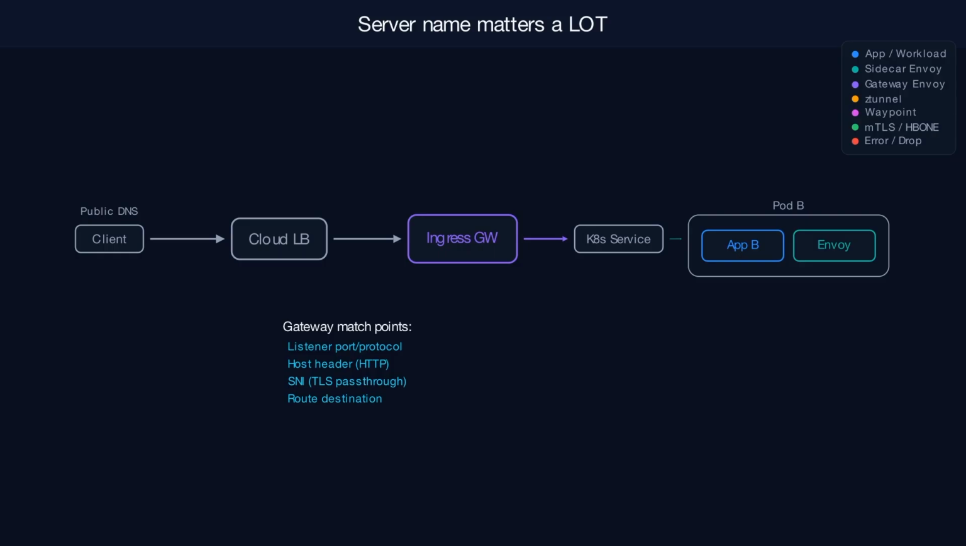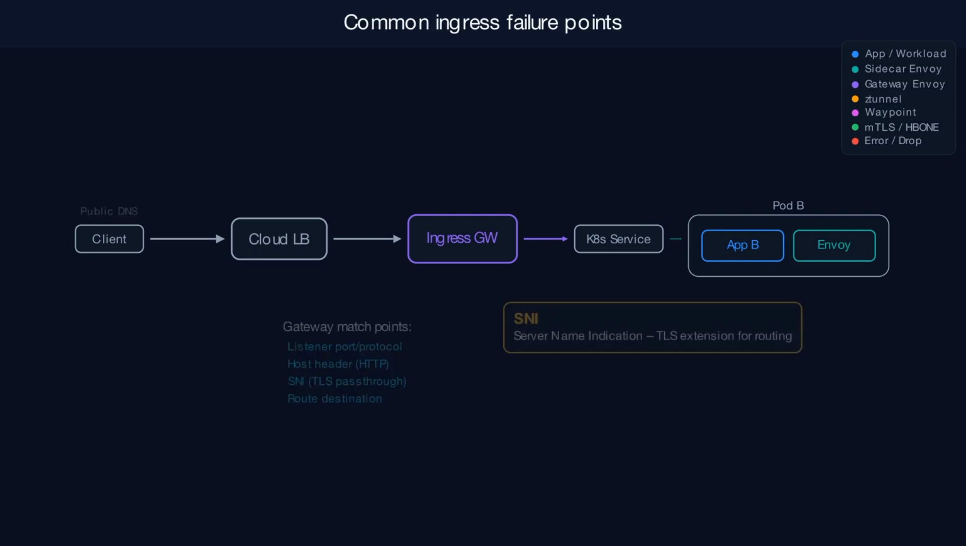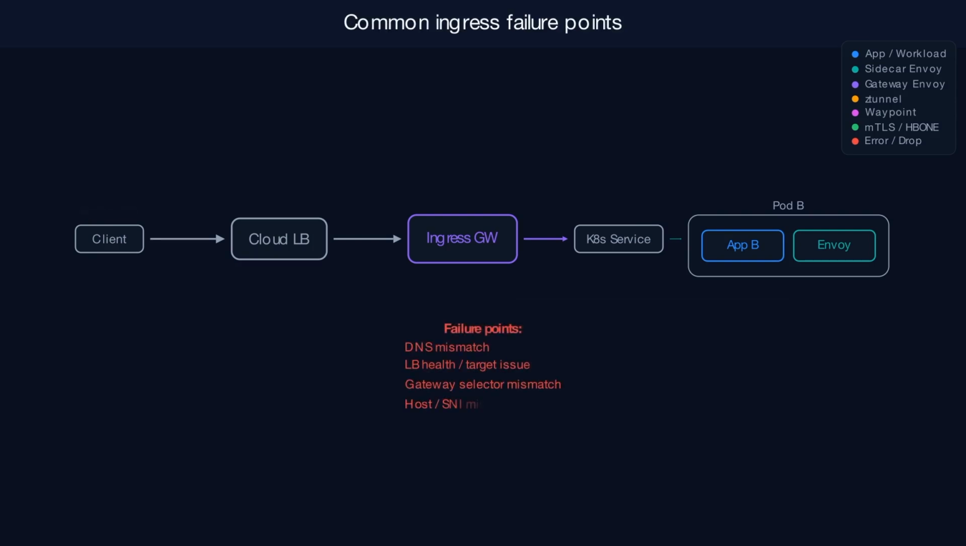Here is where server name matters a lot. For HTTP, the host header drives the match. For TLS pass-through, the SNI, server name indication, decides which route applies. If the host or SNI does not match your gateway configuration, traffic fails before reaching any workload.